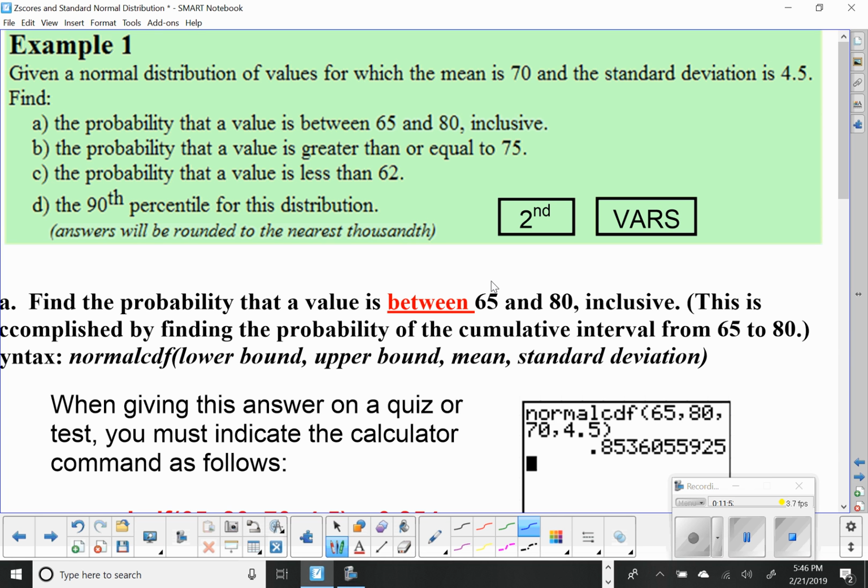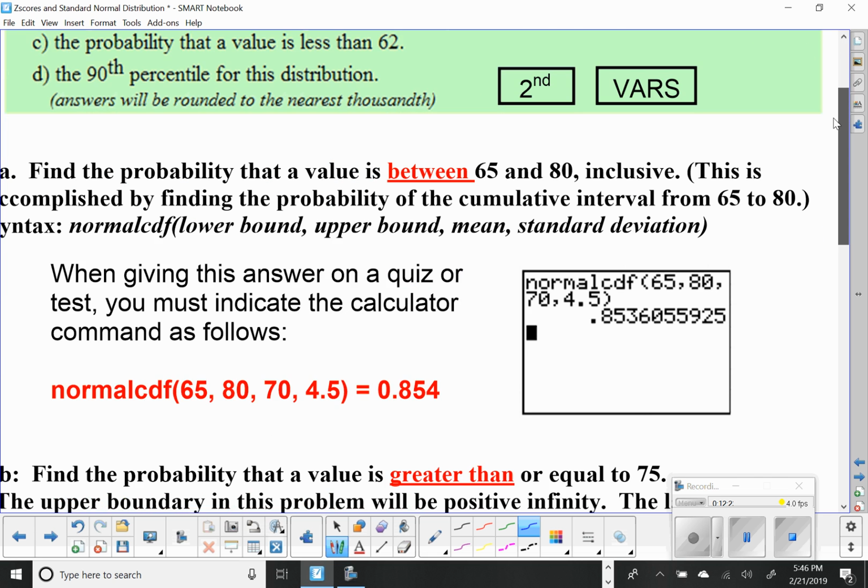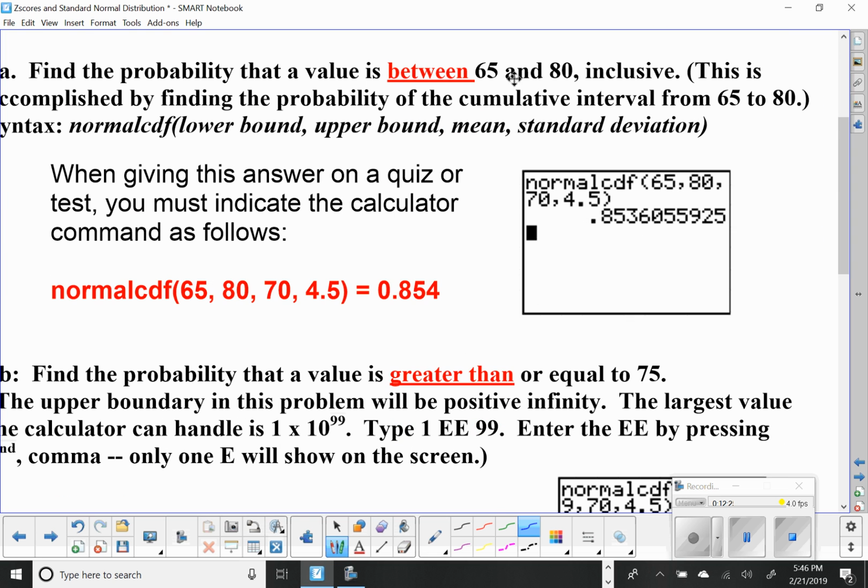Numbers that I don't just make up off the top of my head. So, given a normal distribution of values for which the mean is 70 and the standard deviation is 4.5, find the probability that A, the data is between 65 and 80 inclusive, B, the probability is greater than or equal to 75, C, the probability is less than 62, or D, the 90th percentile for this distribution.